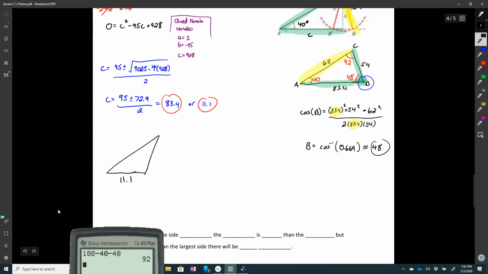So 11.1, 54, 62. This is 40. And so this is B prime. This is C prime. This is still C. This is still A. All right, so let's figure it out. Same thing. So it's exactly the same as before. Cosine of B. I'll use a different color. Too much black.